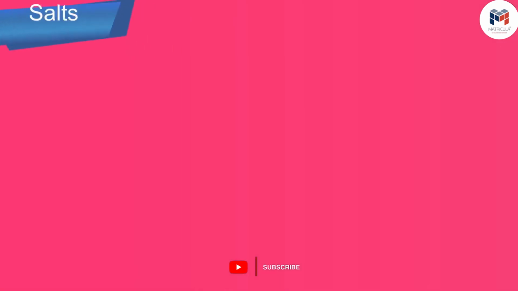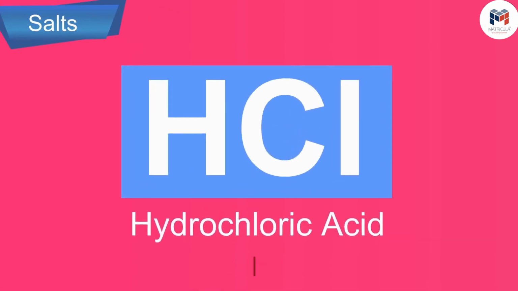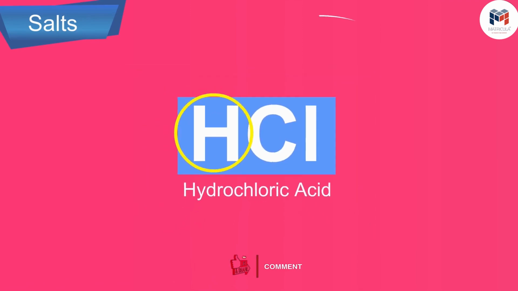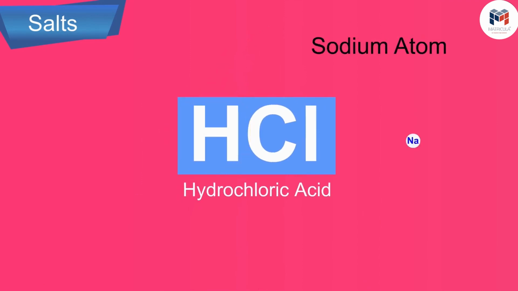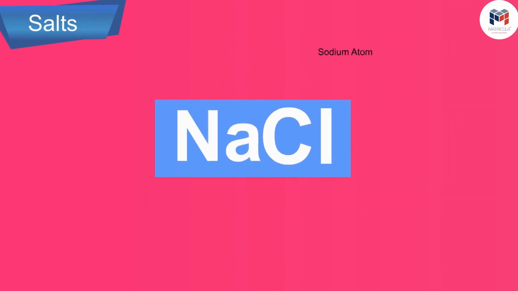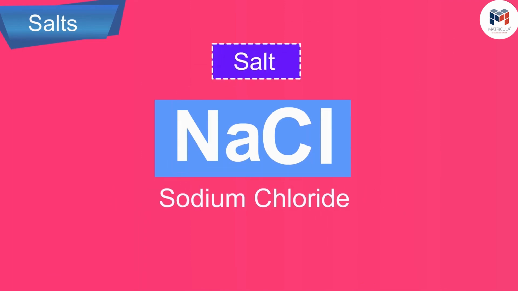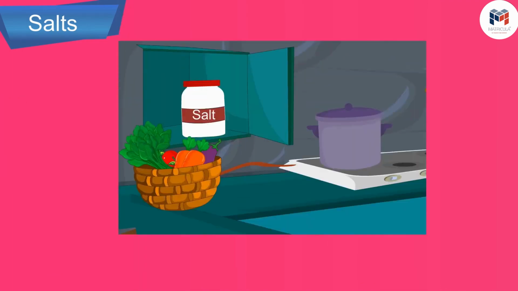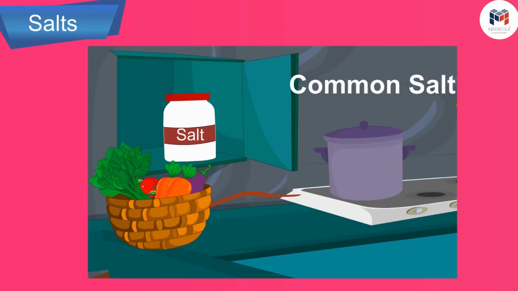Let us understand with the help of an example. Hydrochloric acid is HCl. Now, if we replace the hydrogen of this acid by a metal atom, say a sodium atom, then we will get a salt, NaCl. This is called sodium chloride. It is a salt. This is the best known salt and it is the same salt that we use in the kitchen, known as common salt.